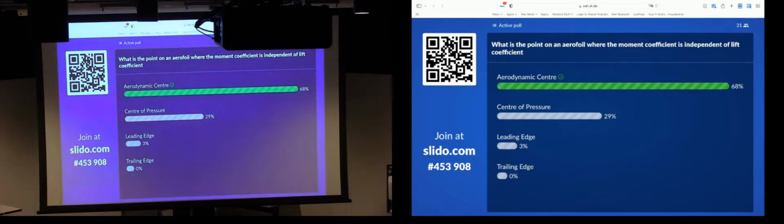Anybody remember what center of pressure is on an airfoil? Yeah. And what's special about center of pressure? Yeah, that moment will be 0. The nice thing about the aerodynamic center is it doesn't move with angle of attack. It stays at one place.